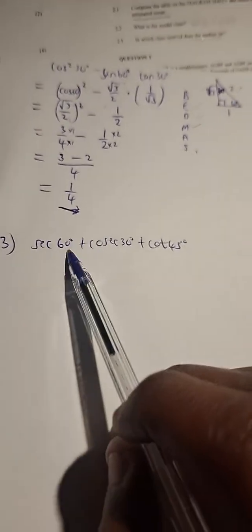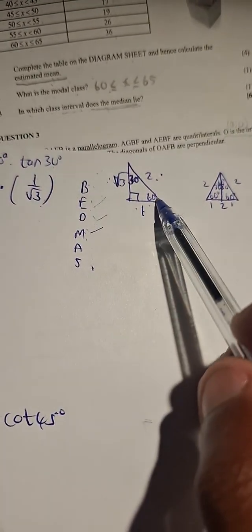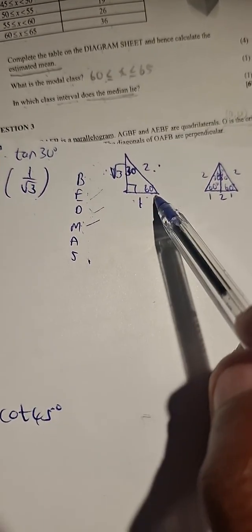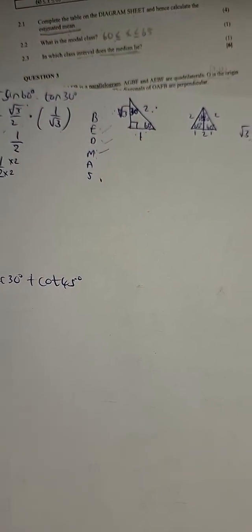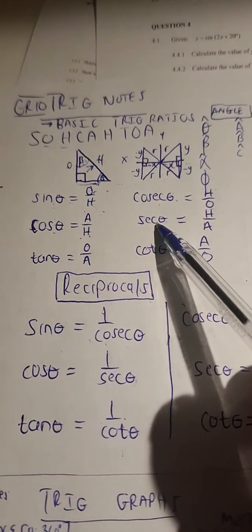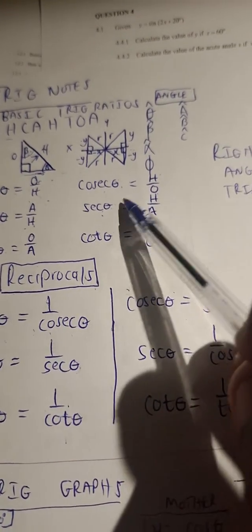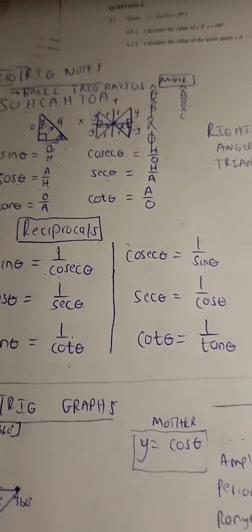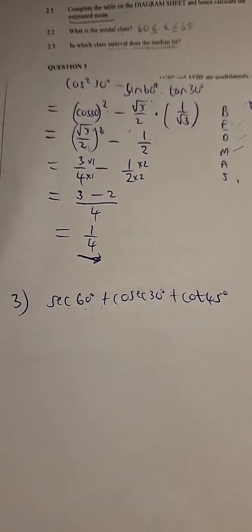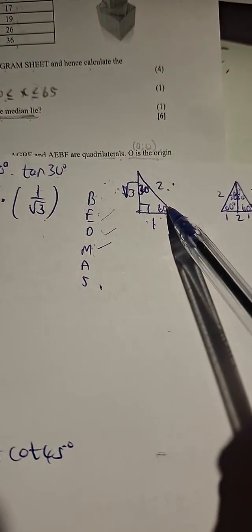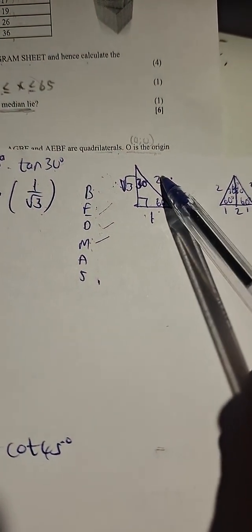So once again, what is sec 60? Go to the special angle triangle. Remember, sec is the reciprocal of cos. I remember that from my notes. So if cos is adjacent over hypotenuse, sec is hypotenuse over adjacent. So I'm going to go to the 60-30 triangle, locate 60, and say hypotenuse over adjacent. So that's 2 over 1.